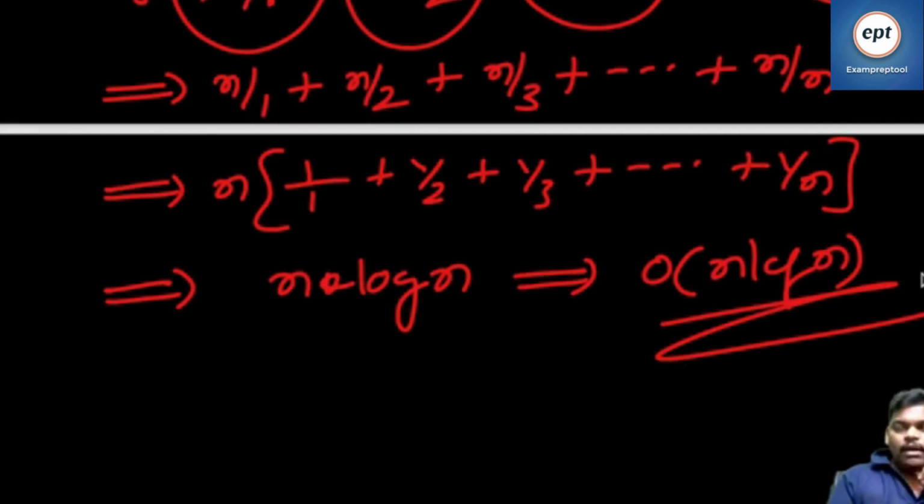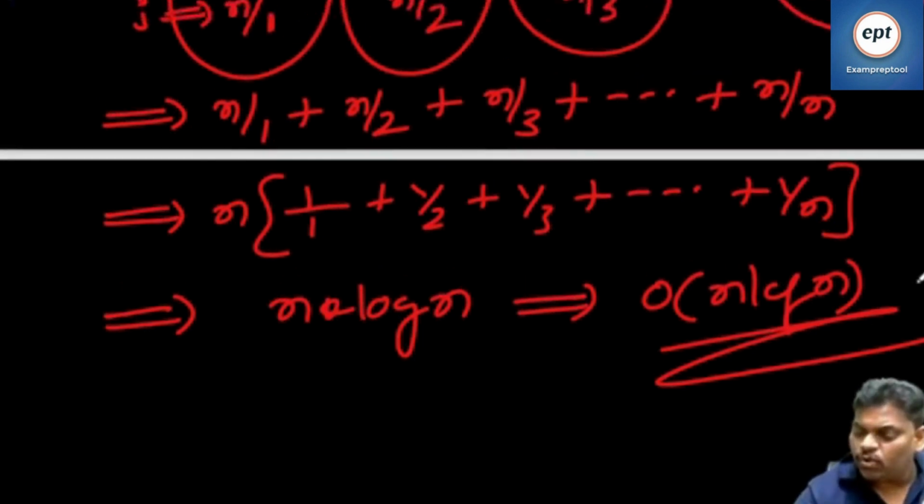How many times does the j loop run? What is the i value? If i value is 5, j loop is n by 5. If i value is 3, j loop is n by 3. If i loop is n, j loop is n by n. If you want, you can check. That's what we studied yesterday.